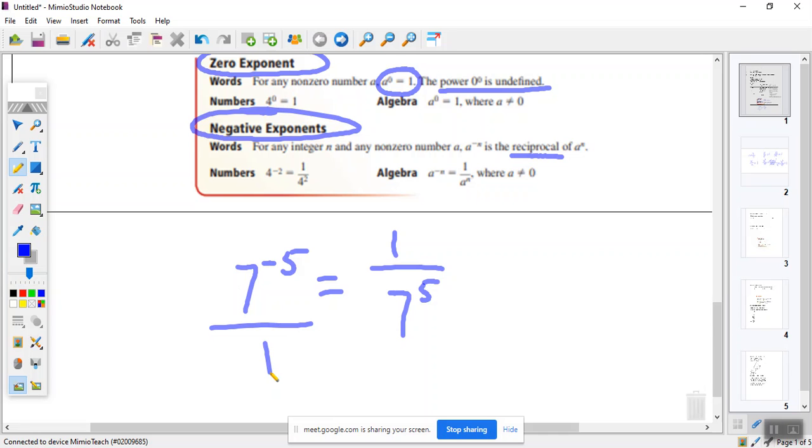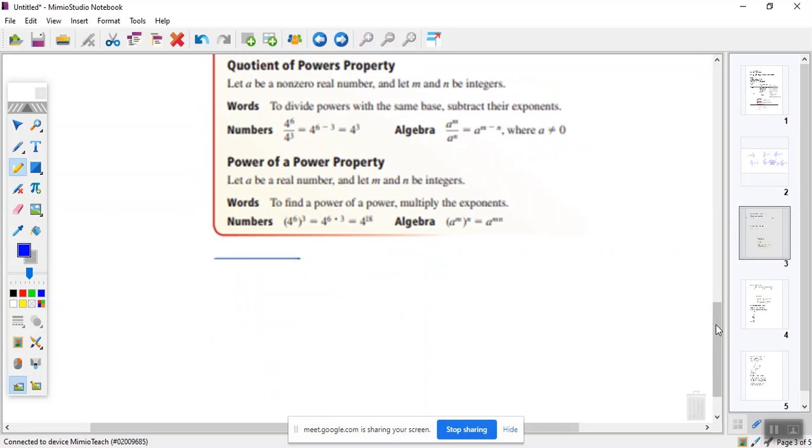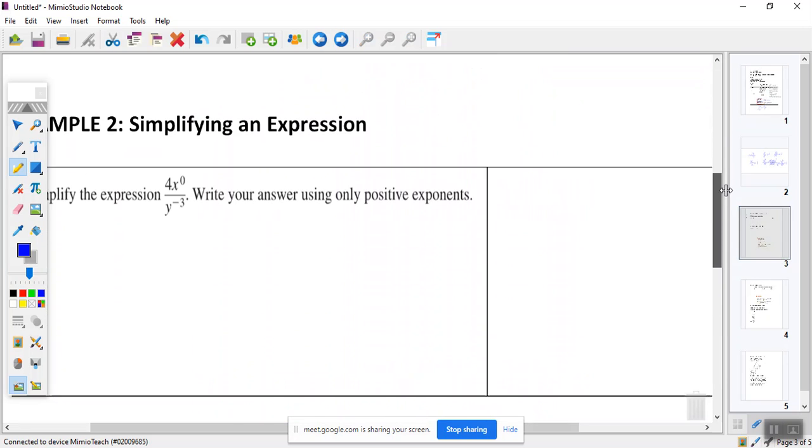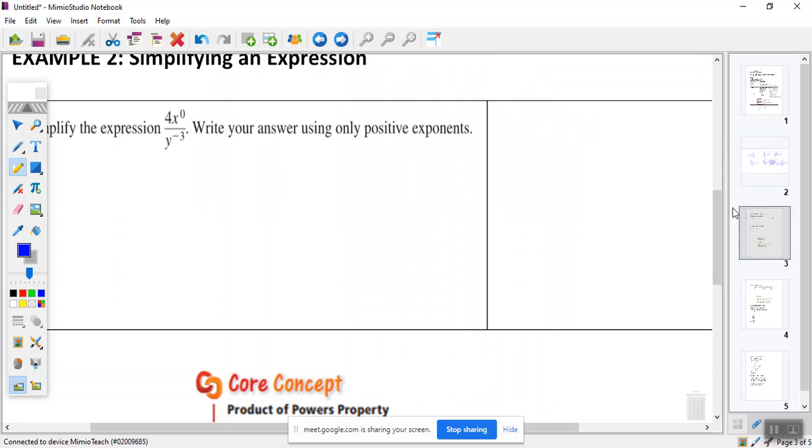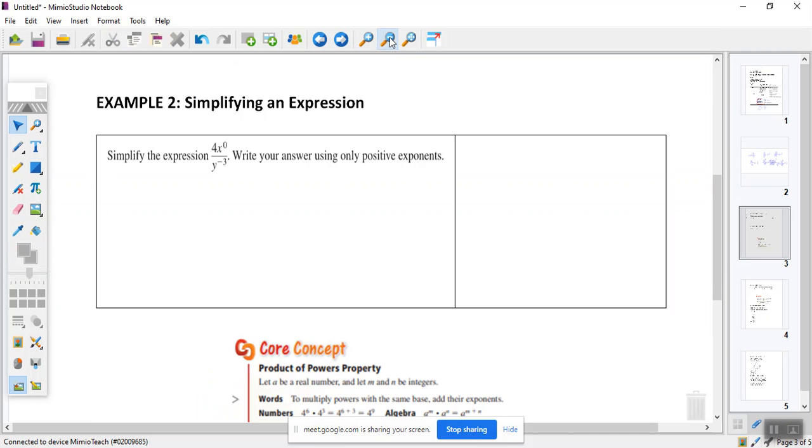All right, let's look at some examples here. Let's go to page 2. And on page 2, we're looking to simplify an expression. Okay, this says simplify the following expression. 4 times x to the 0. Here's the big idea you're going to run into a lot. It's often going to say, write your answer using only positive exponents there, okay? That's going to be the biggie for us.